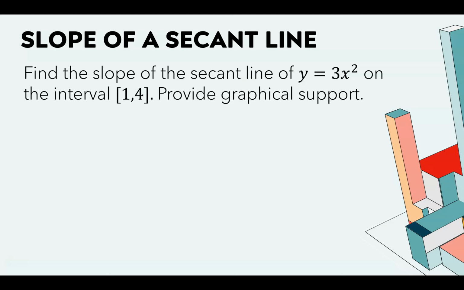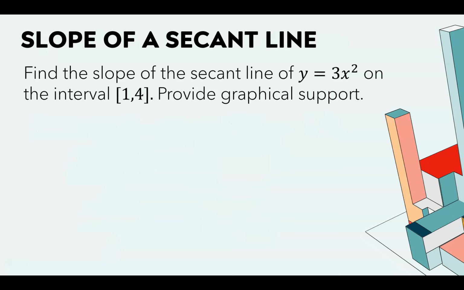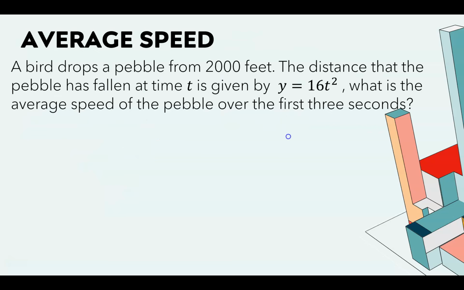So now let's find the slope of the secant line of 3x squared on the interval 1 to 4. And again, we're going to provide graphical support. If you're paying close attention, that's exactly what we just did. Finding the average rate of change of 3x squared on 1 to 4 and finding the slope of the secant line of 3x squared on the same interval 1 to 4 is identical. So we can just redo that. I don't think I need to draw the graph a second time.